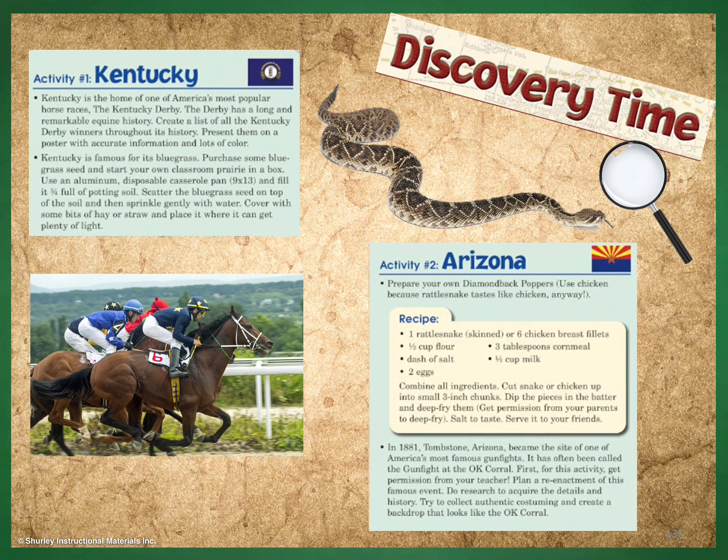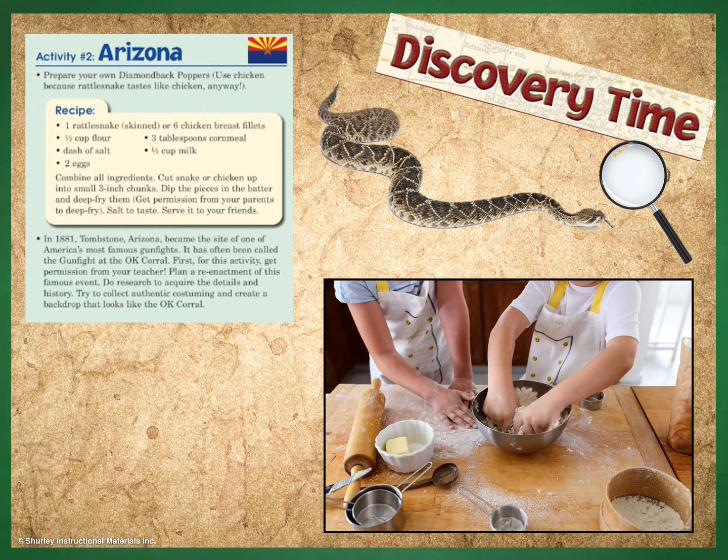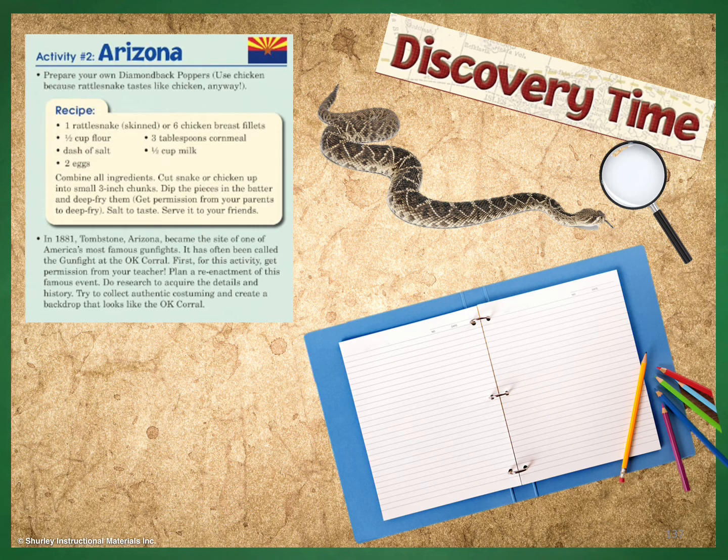Look at the first activity for the state of Arizona. It says, prepare your own diamondback poppers. Use chicken because rattlesnake tastes like chicken anyway. Students might have fun making this recipe at home with family or friends. You might also have participating students journal about their experience or research and write an essay about the diamondback rattlesnake.